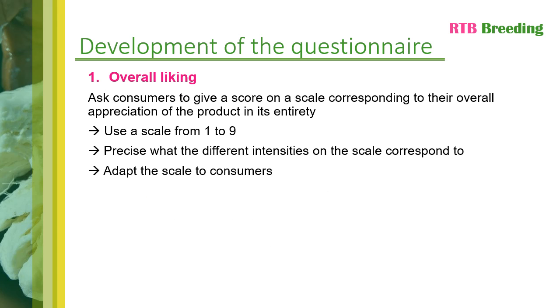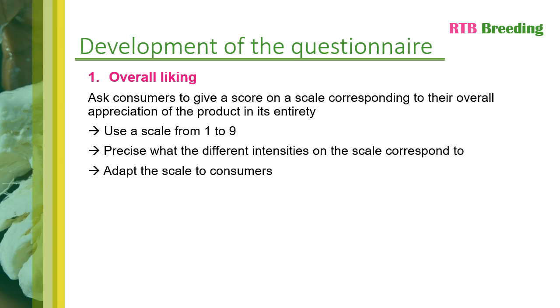I'm now going to give you a little more detail on the content of each part of the questionnaire. The first type of question in the questionnaire is the overall liking of the product. Consumers are asked to give a score on a scale of 1 to 10, corresponding to the overall appreciation of the product. It's important to specify what the different intensities on the scale correspond to.